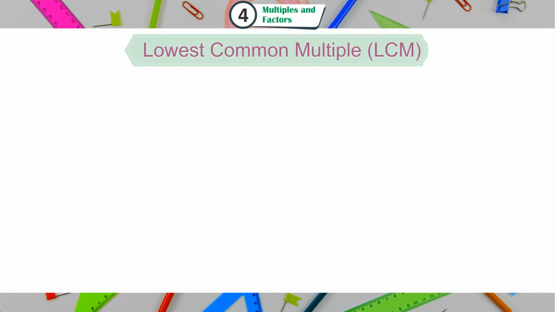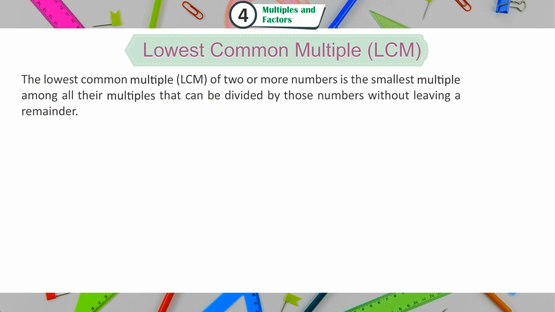Lowest common multiple, LCM. The lowest common multiple, LCM, of two or more numbers is the smallest multiple among all their multiples that can be divided by those numbers without leaving a remainder.